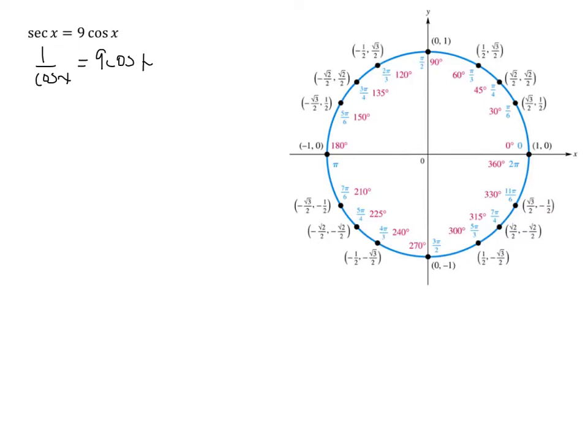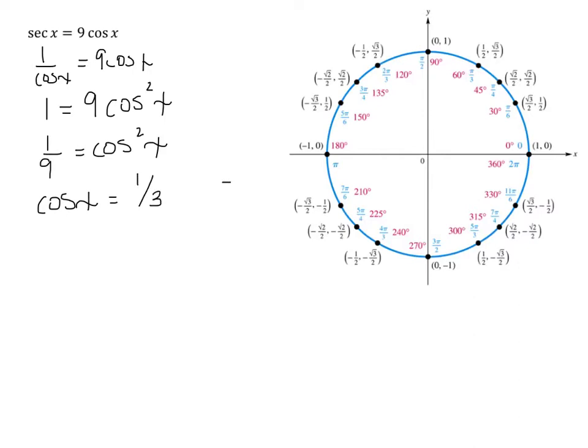So what I will do is multiply by the cosine of x on both sides of the equation. That leaves me with 1 is equal to 9 cosine squared of x. Then I can divide by 9 and get that 1/9 is equal to the cosine squared of x. I then take the square root of both sides, and I'm going to rewrite this as the cosine of x is equal to 1/3 or negative 1/3, because remember that if we took negative 1/3 squared, we'd get positive 1/9.